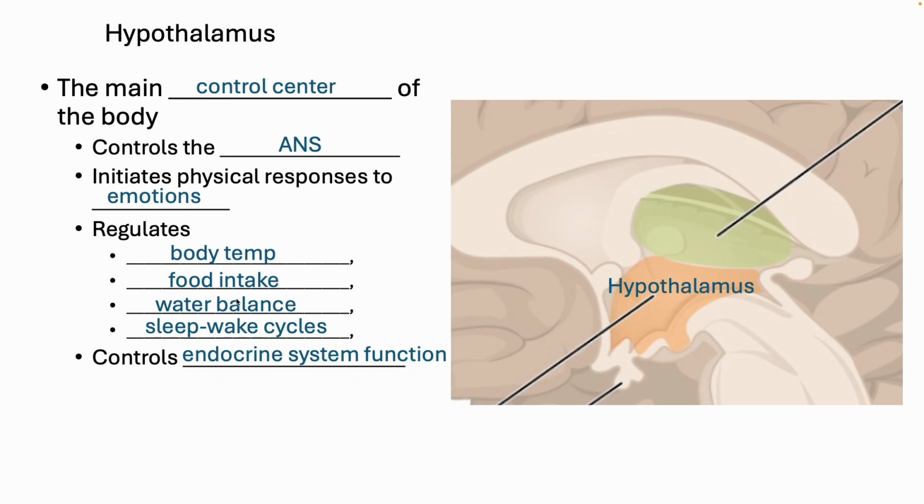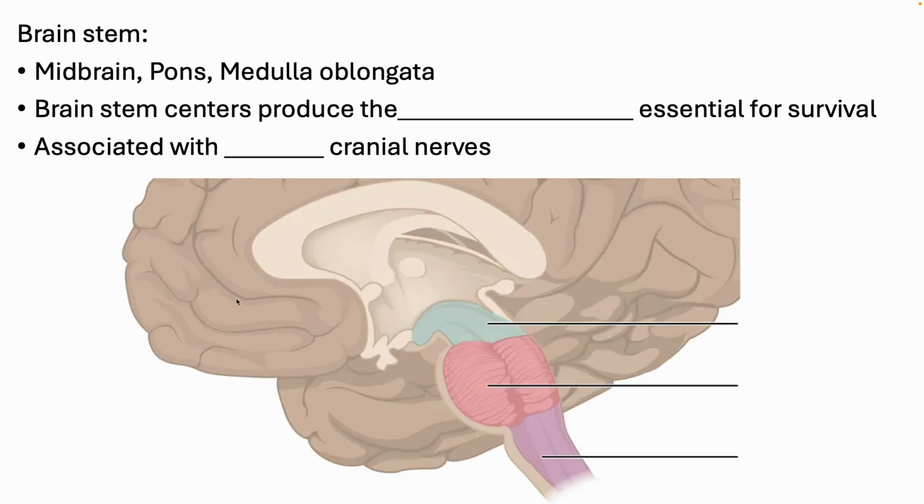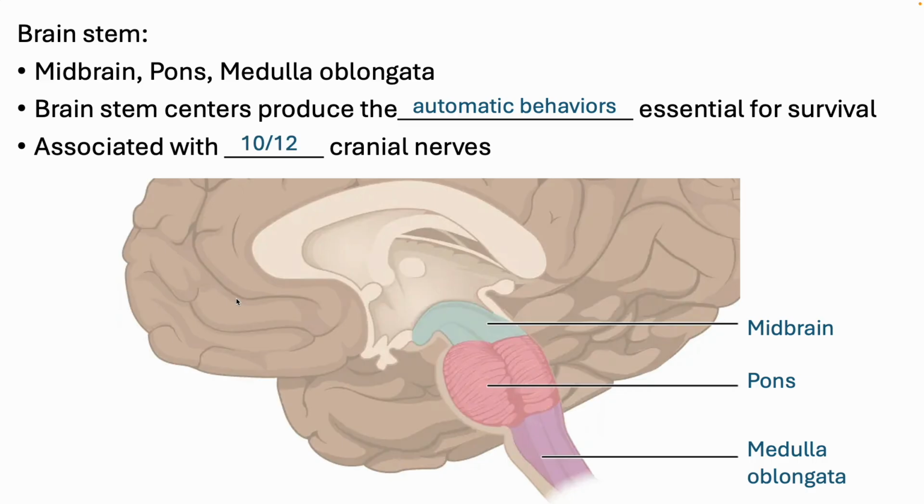Second is that the two nuclei here are going to produce hormones ADH and oxytocin that are going to be released by the posterior pituitary. The brainstem consists of the midbrain, the pons, and the medulla oblongata. The brainstem centers produce the autonomic behaviors that are essential for survival, and it's going to be associated with 10 of the 12 different cranial nerves that we'll talk about in another lecture.